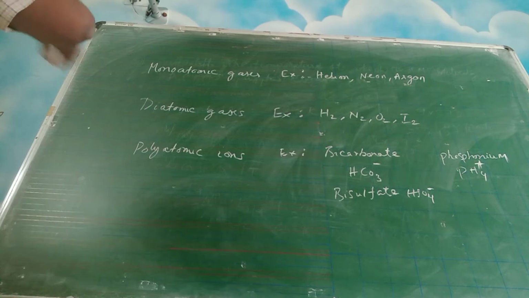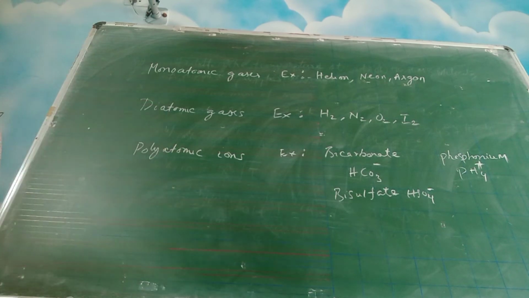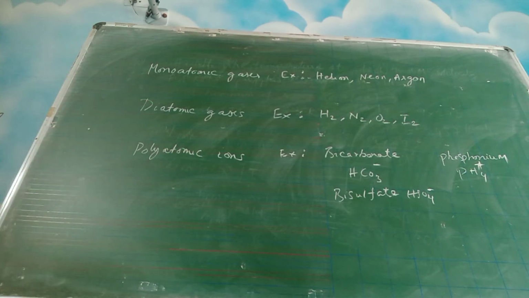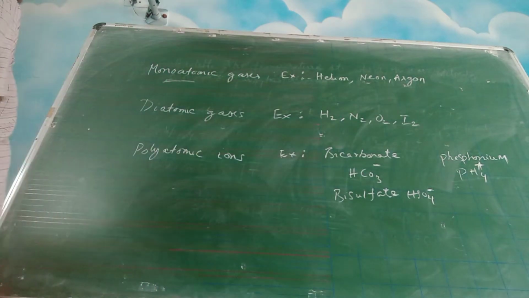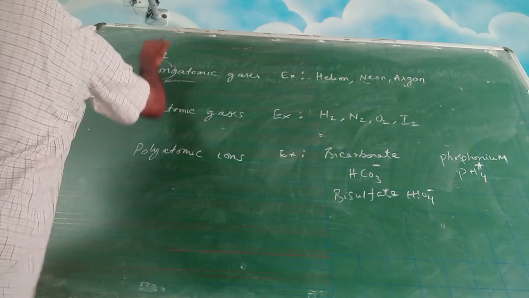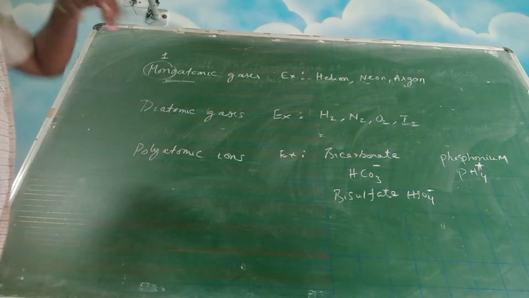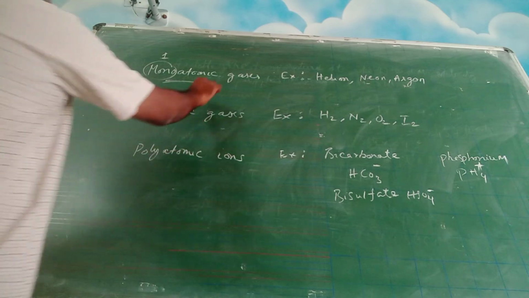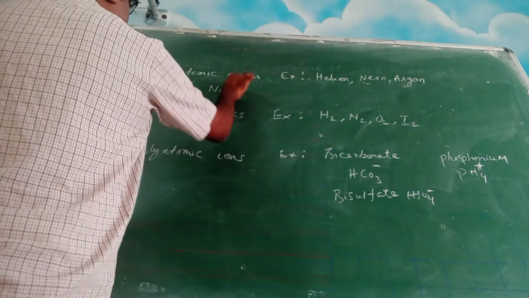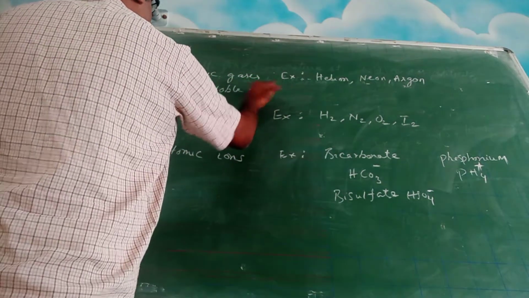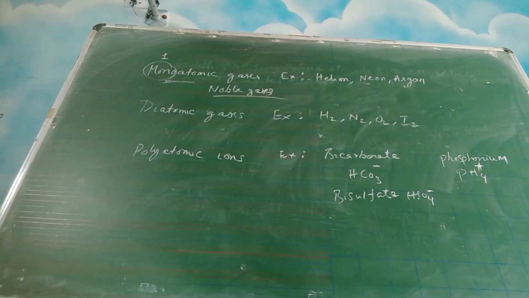Some more terms you keep coming across, which you have seen in chemistry also. Just revision, recap. Monoatomic gases, we will be using these terms. Mono means one, single atom gases. These are your noble gases, right? Examples are helium, neon, argon, to name a few.